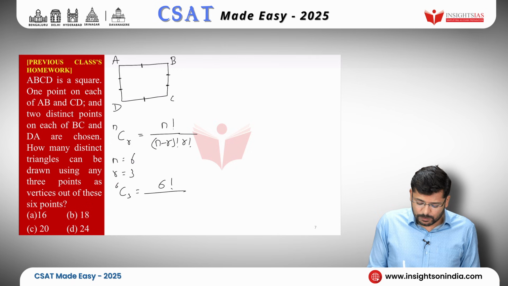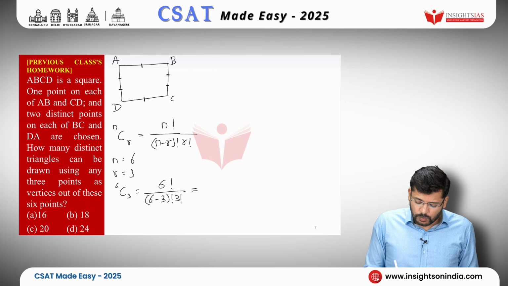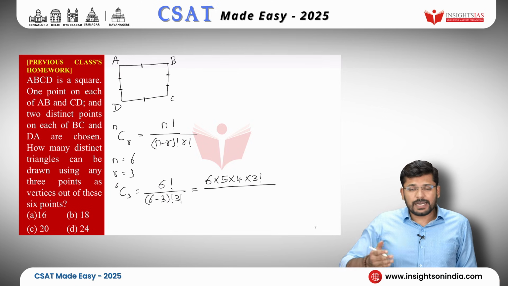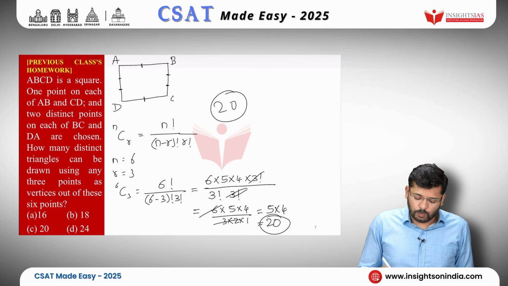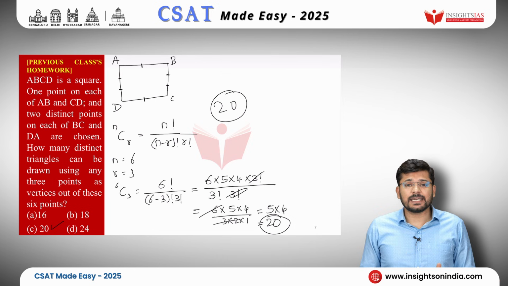What is the value of 6C3? As per the formula, that would be 6 factorial divided by (6 minus 3) factorial into 3 factorial. So 6 factorial, we shall expand it as 6 into 5 into 4 into 3 factorial, and 6 minus 3 factorial, that would be 3 factorial into 3 factorial. So we can cancel 3 factorial and 3 factorial. Now we shall expand the remaining 3 factorial, that would be 3 into 2 into 1. 3 into 2, that would be nothing but 6. So 6 and 6 we can cancel. We will be left with 5 into 4, and that will give you 20. So our answer would be 20. It means that using the condition given in the question, 20 triangles can be formed using the points as vertices.